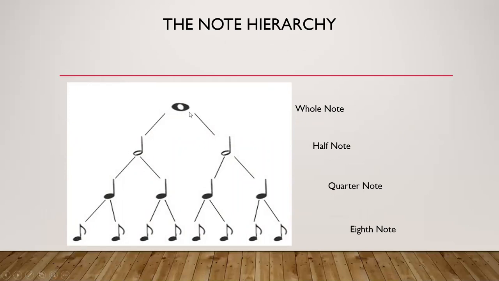So here's our whole note. That's what it looks like. Our whole note gets 4 counts. You will see 1 of these per measure if we're in 4. Half note: if you divide a whole note into 2 half notes, notice they have the open note head, just like the whole note, except with the stem.